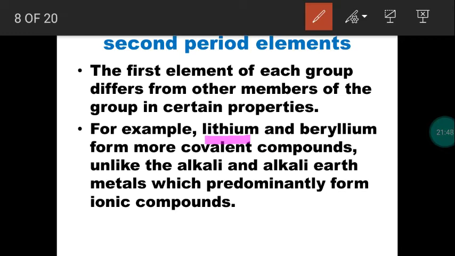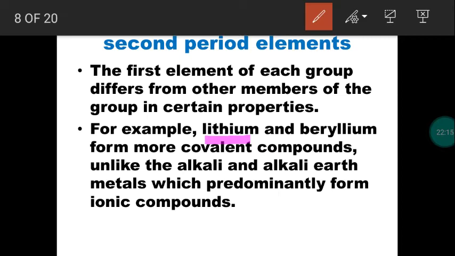But since lithium is in the second period, right? Lithium is in the second period. The property of lithium is somewhat different from the other members of group 1. Compared with sodium, potassium, rubidium, cesium, francium, some properties are different for this first member, lithium. So this is called the anomalous nature of second period elements. What is that difference in property?